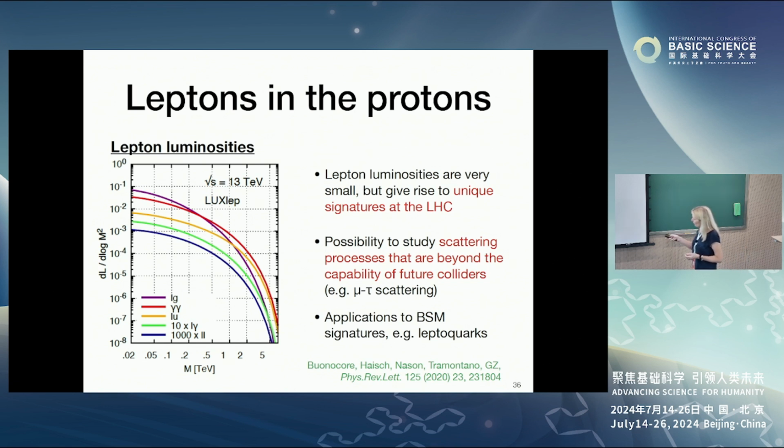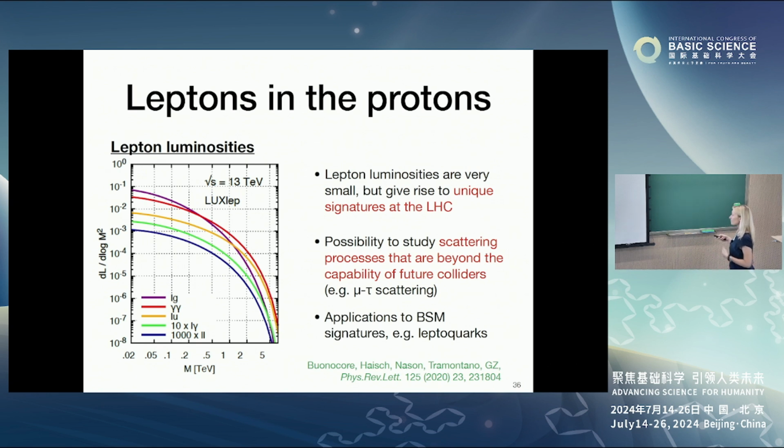So lepton PDFs are actually very, very small. But you can compute them, and here are the lepton luminosities again. For instance, you can talk about lepton-up luminosity, lepton-gluon, and so on. And as a reference, this red is the photon-photon luminosity. So you see that some are actually very small, like the lepton-lepton luminosity and so on.